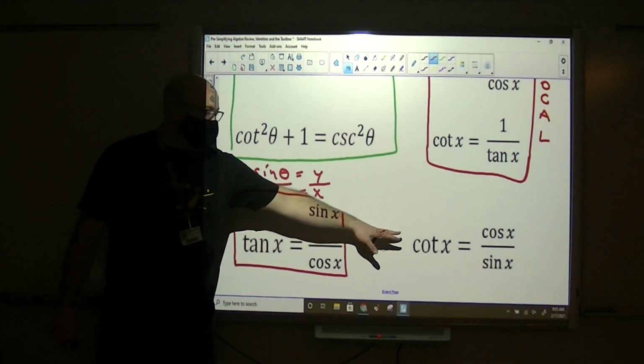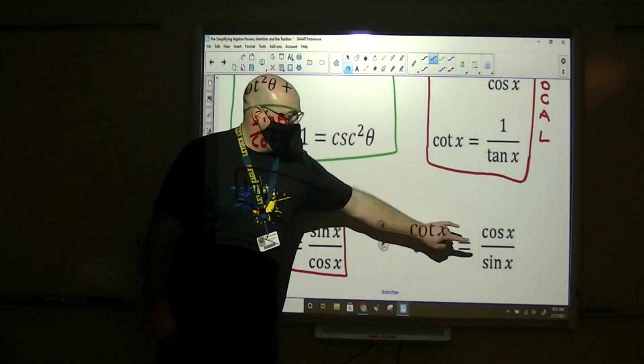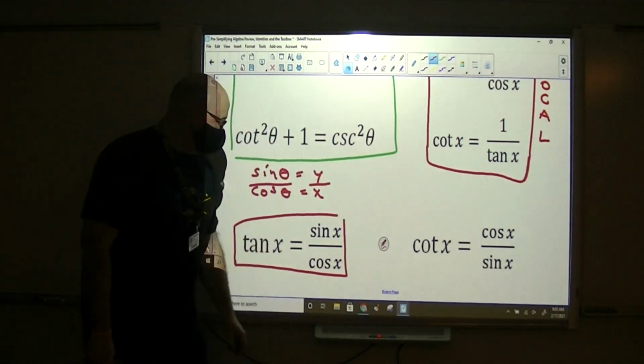And then what's cotangent? Cotangent is the reciprocal of tangent. So take this and flip it over, okay? All right.